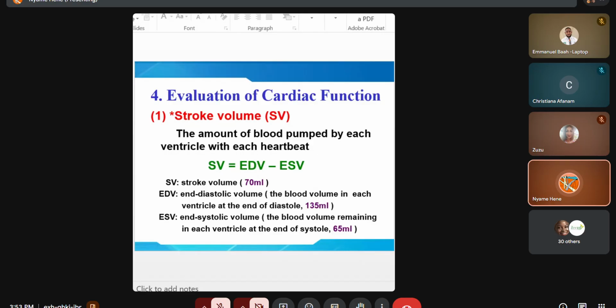So let's look at it. Now let's use the values. We say stroke volume is 70 mils. But this is what happens. We are saying that the end diastolic volume, the blood volume in each ventricle at the end of diastole, is 135. The bottle is standing there for your heart. So the blood volume in the bottle at the point where you have not contracted is 135.